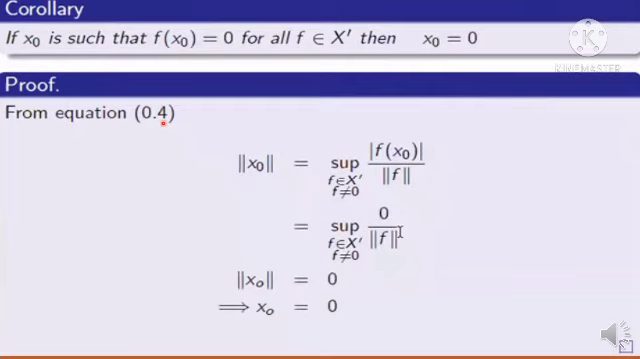The norm of x naught is equal to the supremum of the absolute value of f of x naught over the norm of f, and here we see that the value of f of x naught is equal to 0. So f of x naught is equal to 0 and the absolute value of 0 is also equal to 0. So the supremum of 0 over the norm of f, so the norm of x naught is equal to 0. If the norm of x naught is equal to 0, then the vector x naught itself is equal to 0, and hence we are done.